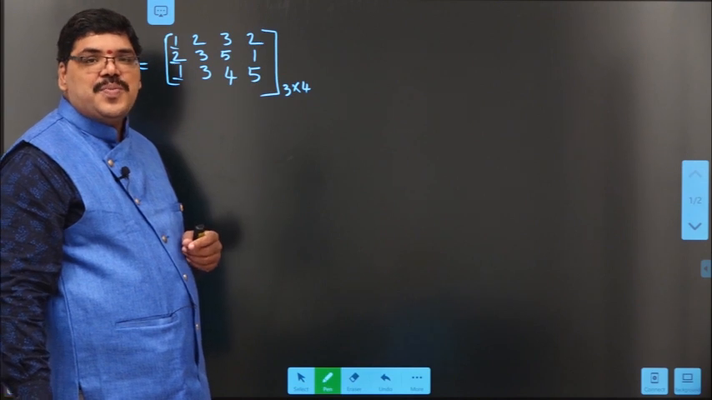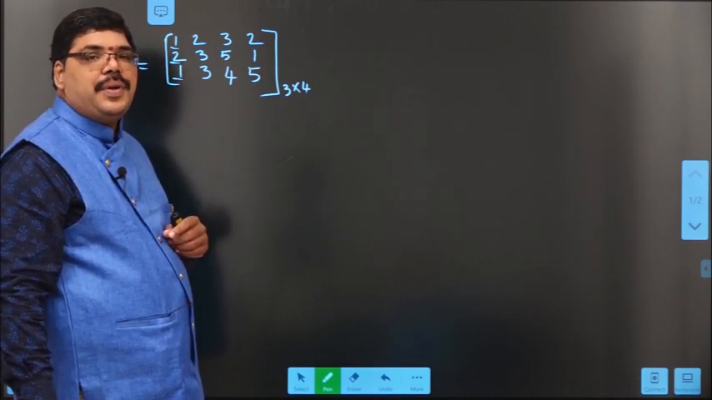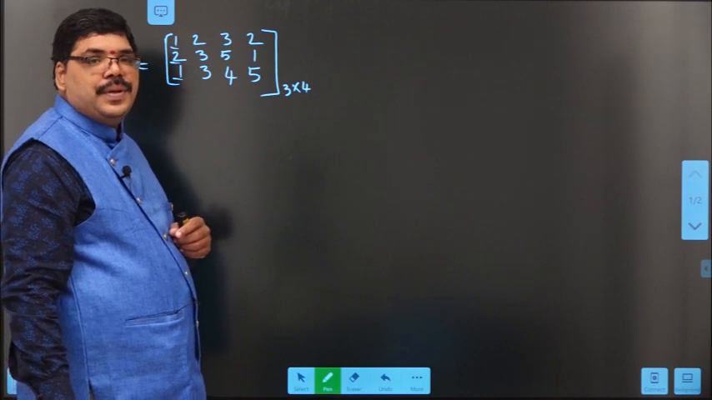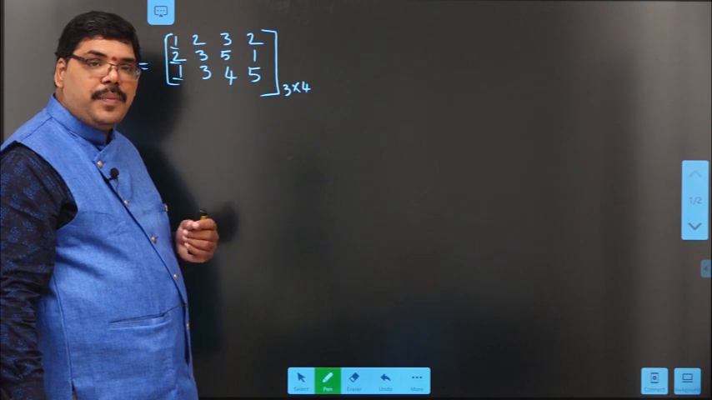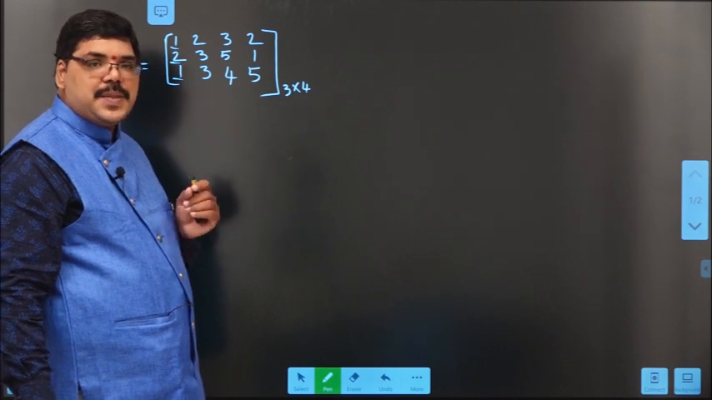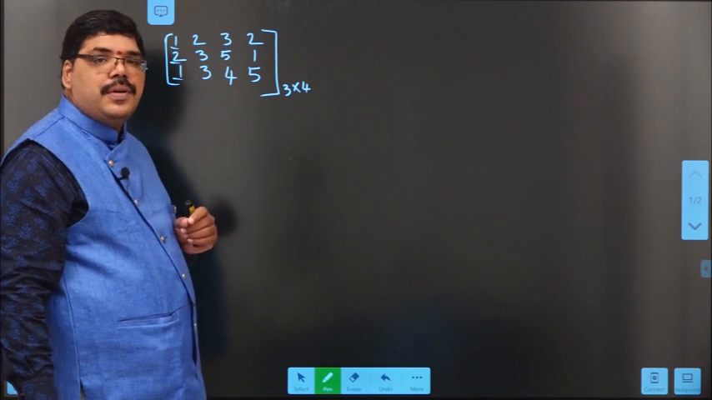Are there any zeros before the first non-zero element? No. So, we want to reduce it into echelon form. For that, what are we going to do? We are going to apply row operations in a specific manner so that it reduces into echelon form.